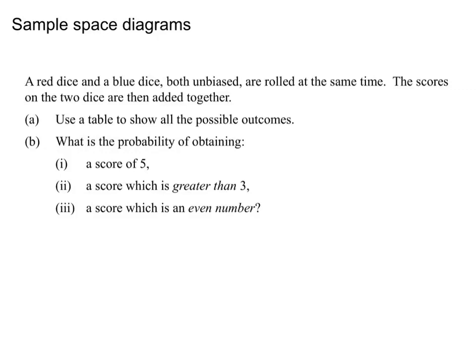A sample space describes all the possible outcomes of an experiment. So a sample space diagram will show all of those possible outcomes.